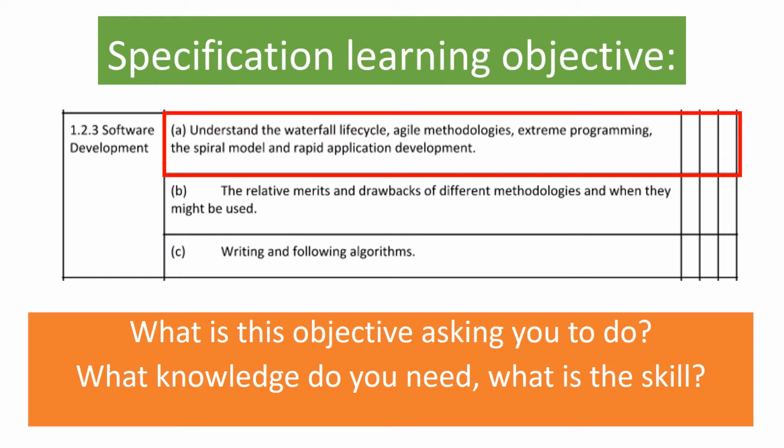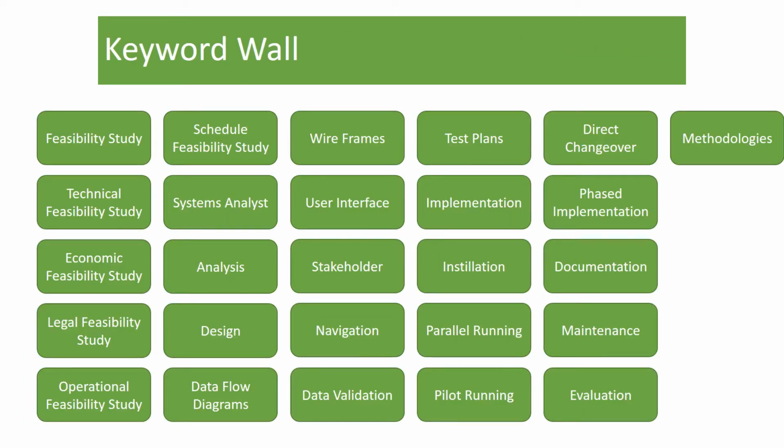In this lesson, we're going to be looking at the different types of software development, the pros and cons of each of the different types, and then the drawbacks and how to use them to write algorithms. Here are the key words that we're going to be using during this lesson.